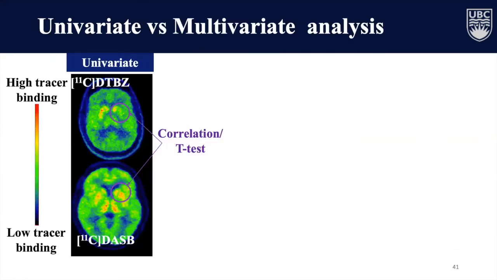In traditional analysis, if we have two PET tracers, and in this case I just used DTBZ and DASB as an example, the traditional way to compare or correlate the two data sets is to draw the same ROI on the two images, and then do a correlation analysis or a t-test. However, this method may not be sensitive enough to small changes in early disease, especially in the preclinical disease stage, and it suffers from the multiple comparison problem if you want to do it at voxel level, or if you want to look at many ROIs at the same time.